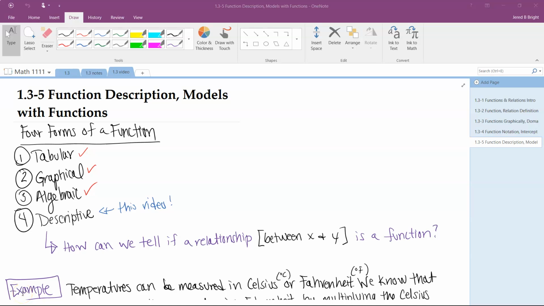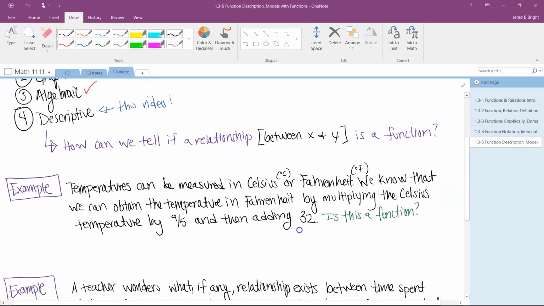Final video for this first section, and here we're going to focus on the descriptive form of a function because we've already focused on the other ones. And so really the key question we want to answer here is how can we tell if a relationship, and we might be working with different variables, but how can we tell if a relationship is a function? That's our main question we want to answer. And so here is our first example.